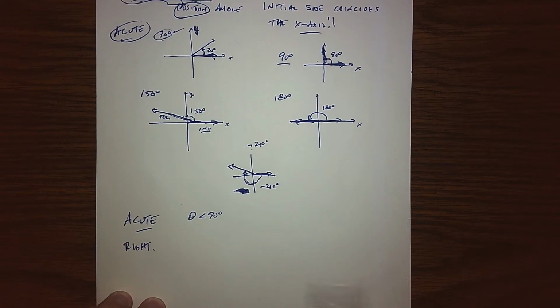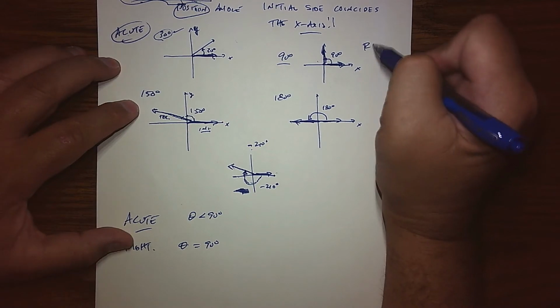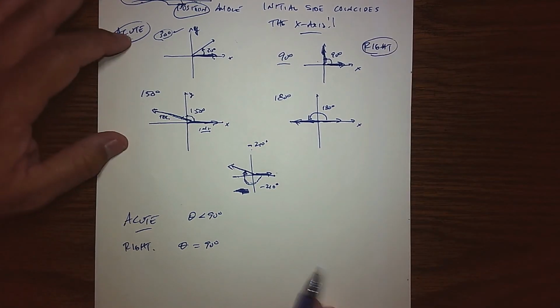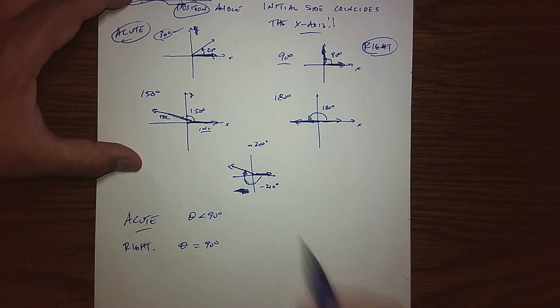These types of angles that are right, the angle is exactly equal to 90 degrees. So this would be a right triangle, because the rotation was exactly equal to 90 degrees.